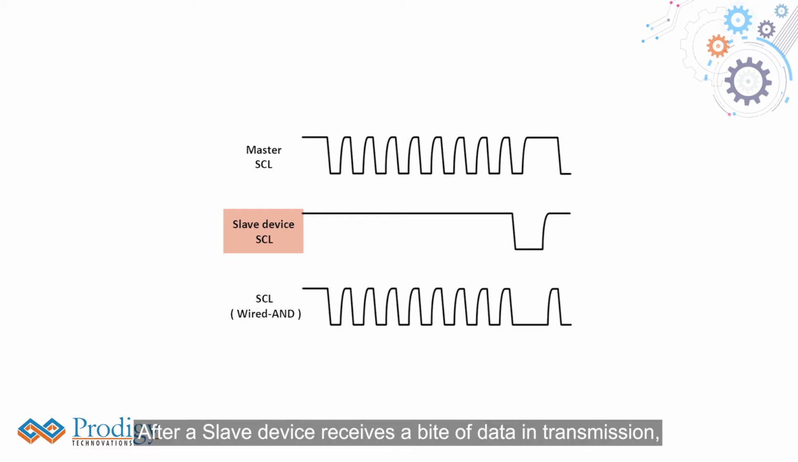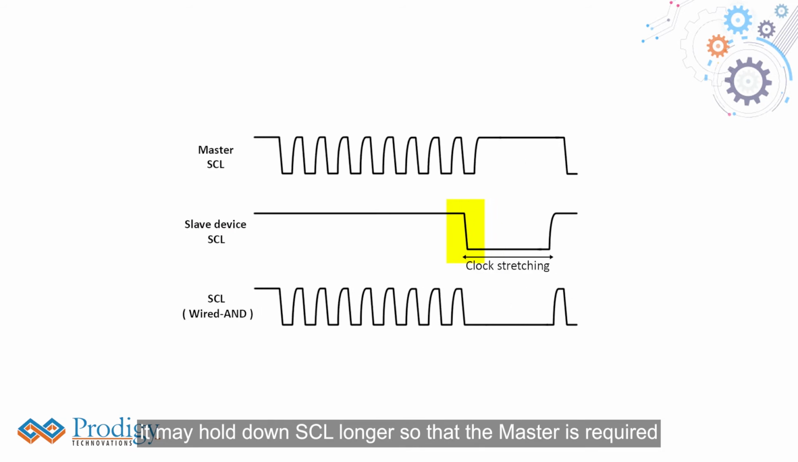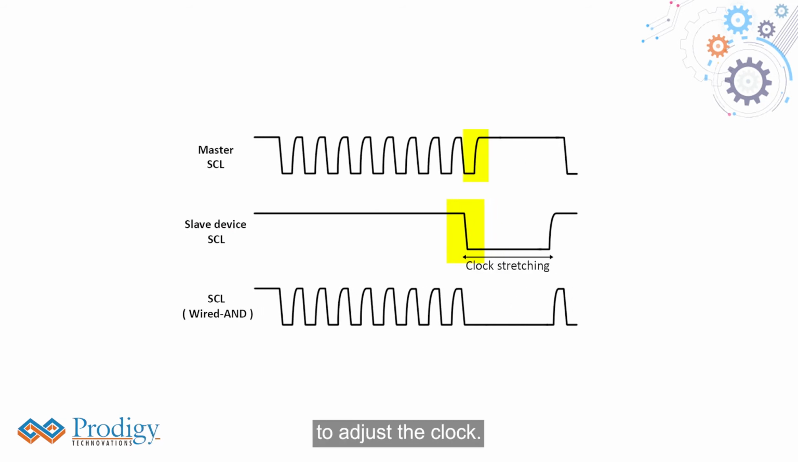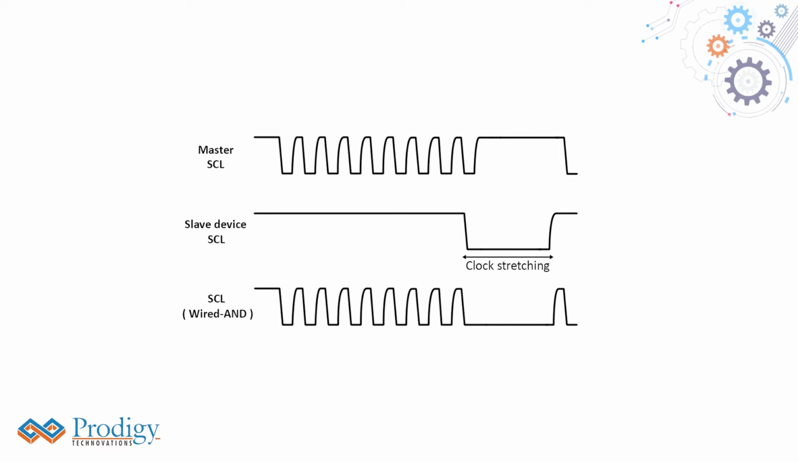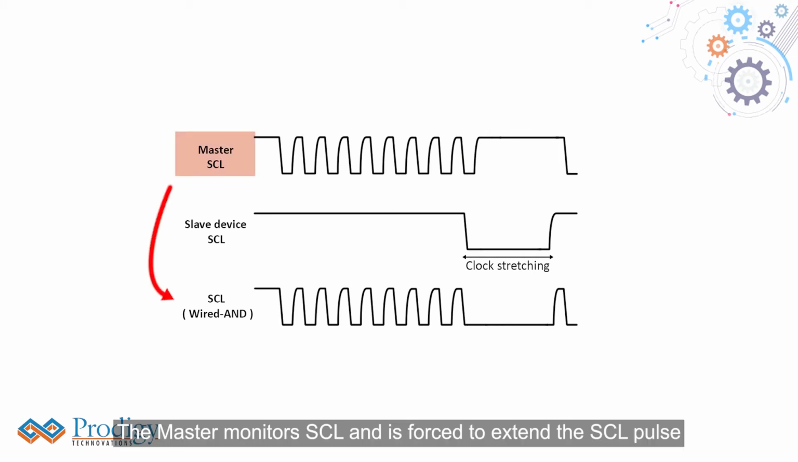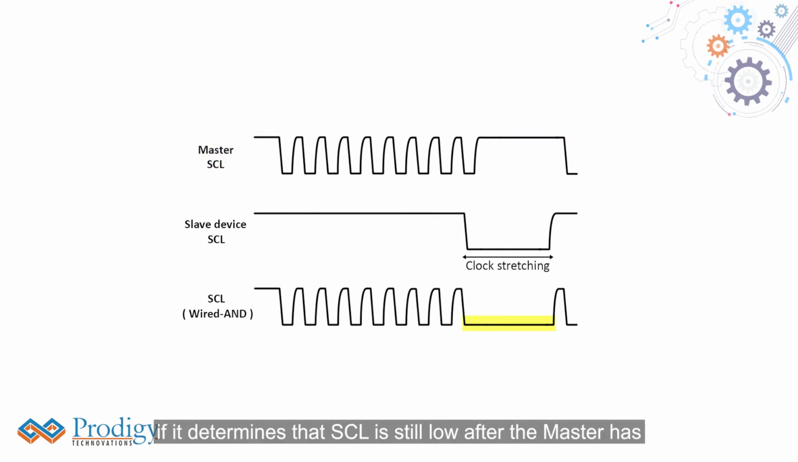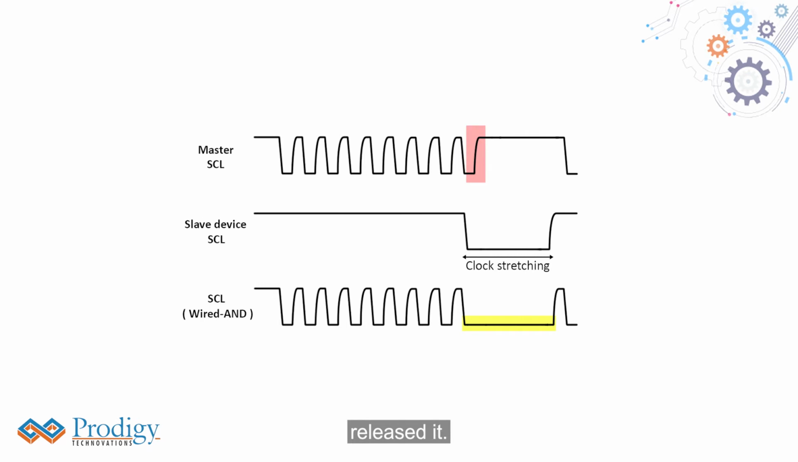After a slave device receives a byte of data in transmission, it may hold down SCL longer, so that the master is required to adjust the clock. This is similar to clock synchronization. The master monitors SCL and is forced to extend the SCL pulse if it determines that SCL is still low after the master has released it.